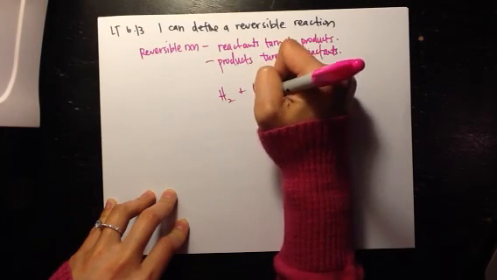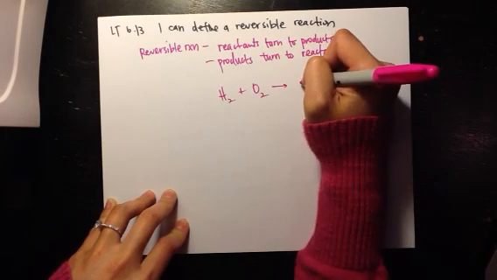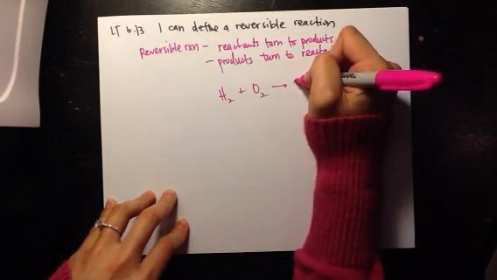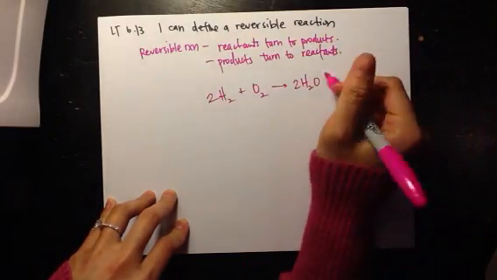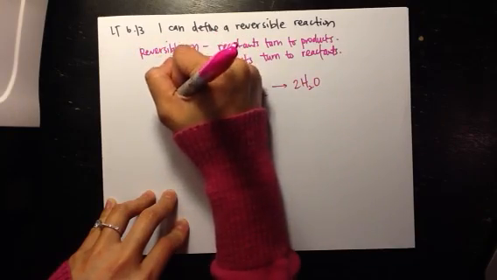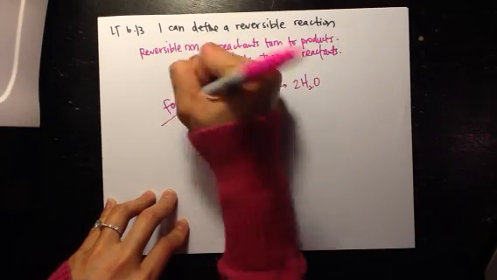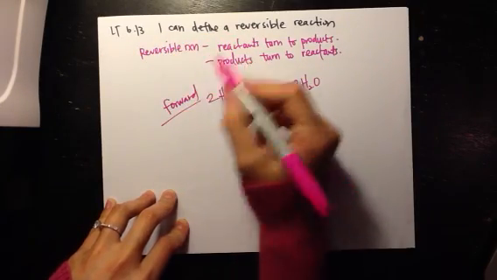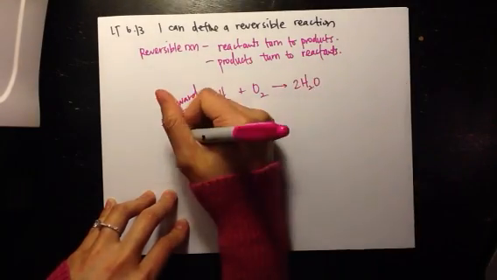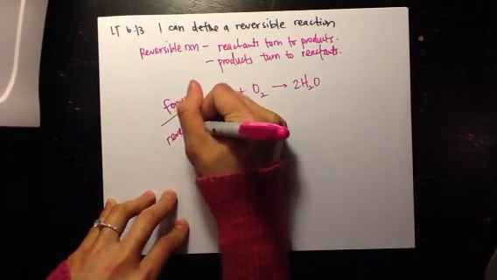H2 plus O2 turns into H2O. Right, let's go ahead and balance this. So this is your forward reaction. Now, in this reaction, you can also see it go the other way. So this is your reverse reaction.